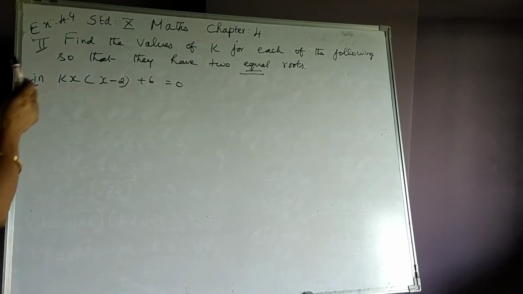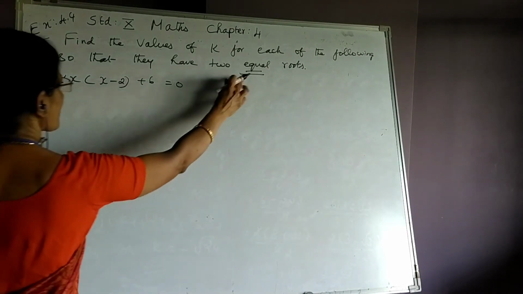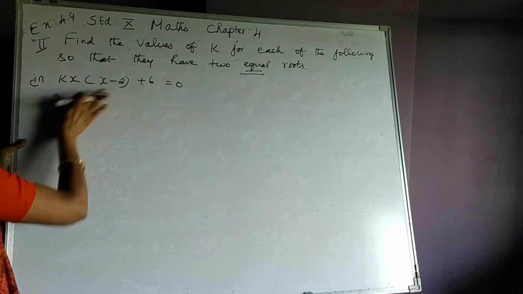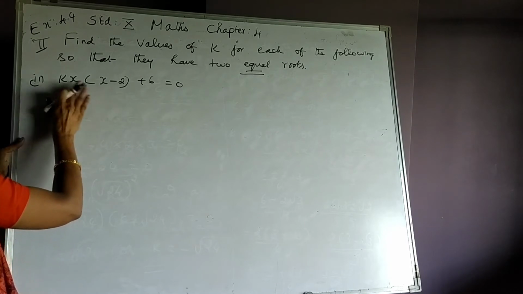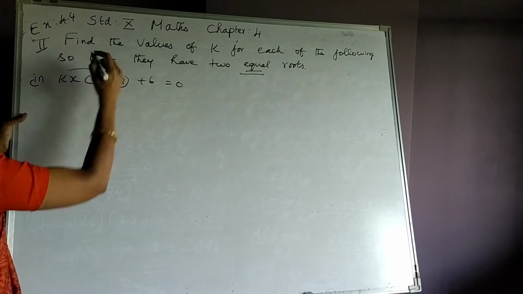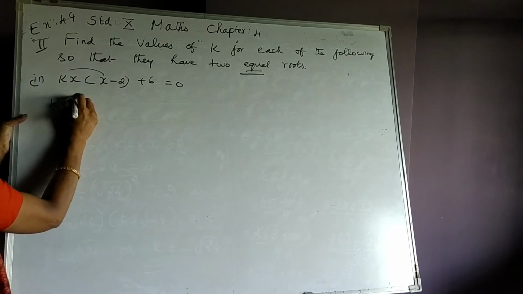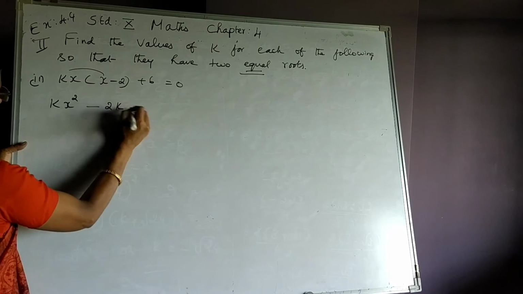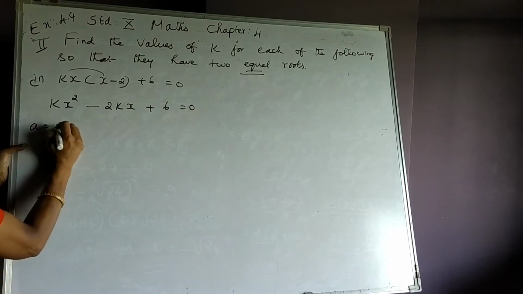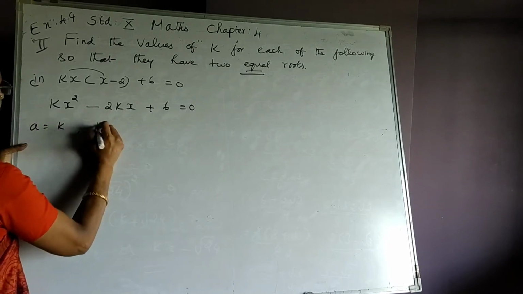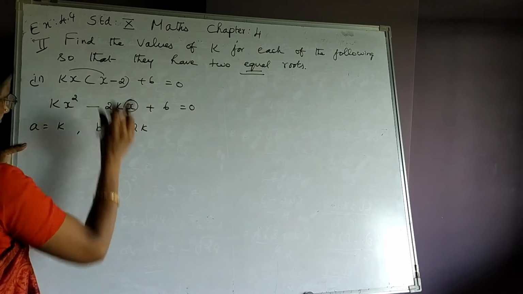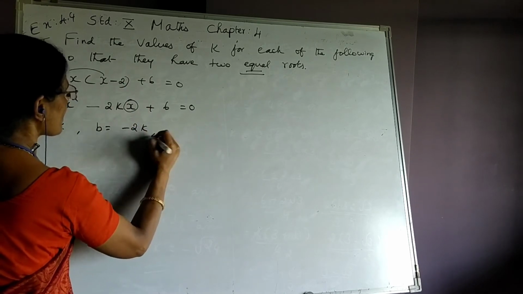In the same question, there is one more sum given. The condition is same, the roots are equal. We are asked to find out the value of K. But it is not in the proper form. Therefore, first let us open the bracket and express it in the standard form of a quadratic equation. So, multiplying we get kx square minus 2kx plus 6 equal to 0. So, here A is equal to K, B is minus 2k, only x should not be taken, the remaining should be taken, or C is equal to what?